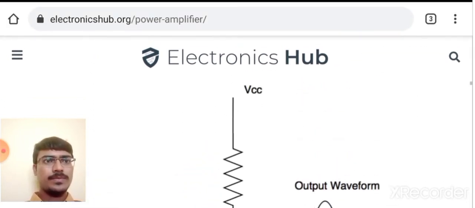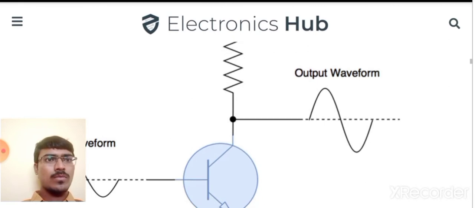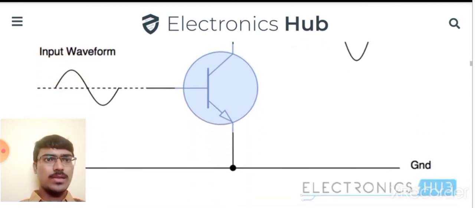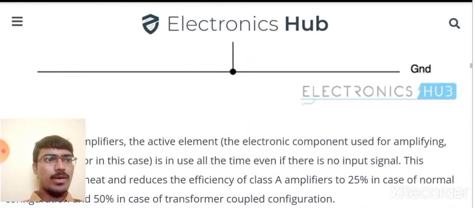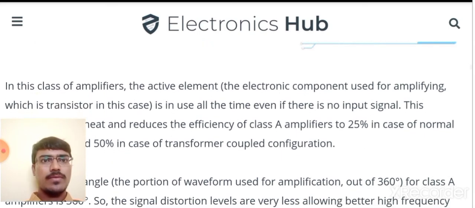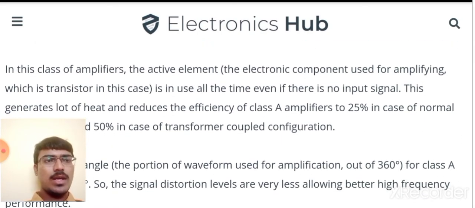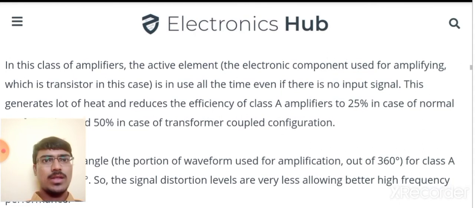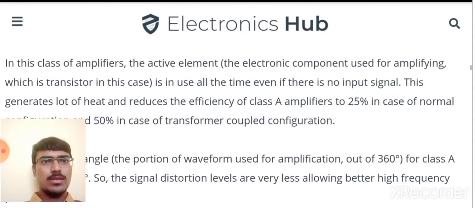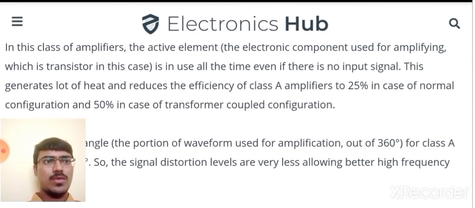This is a circuit of a class A amplifier. In this class of amplifier, the active element, the electronic component used for amplifying, which is a transistor in this case, is in use all the time, even if there is no input signal.